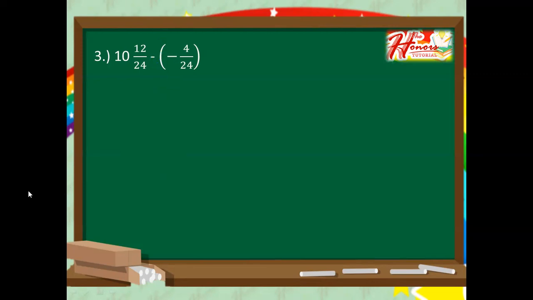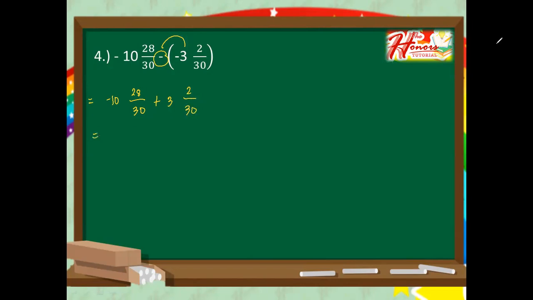Next, let's have another. The last part, number 4. So please copy the first given. So that's negative 10 and 28 over 30. And then as you can see here, we have the operation, which is subtraction. Then we have here another negative number. So negative times negative is positive. So plus 3 and 2 over 30.